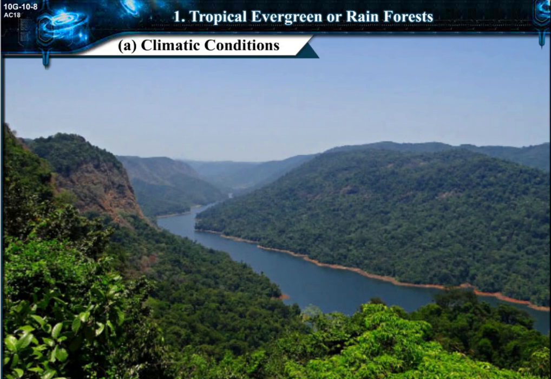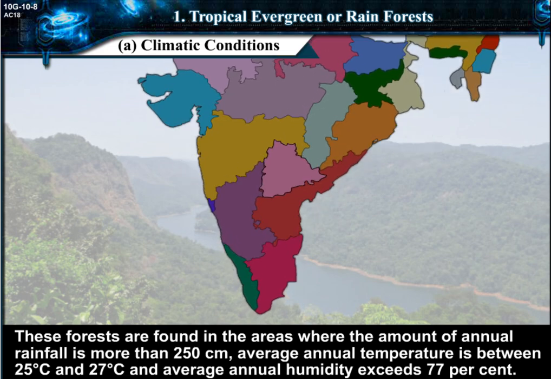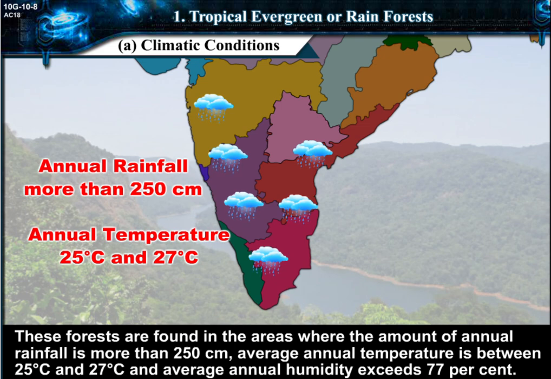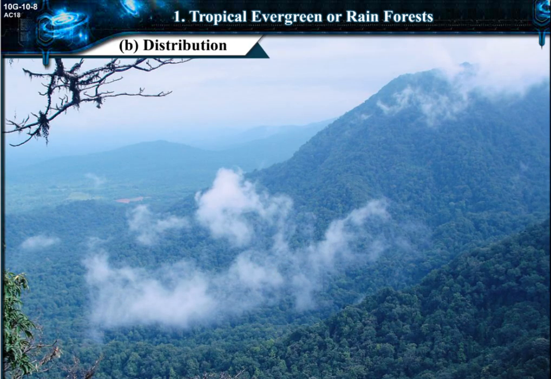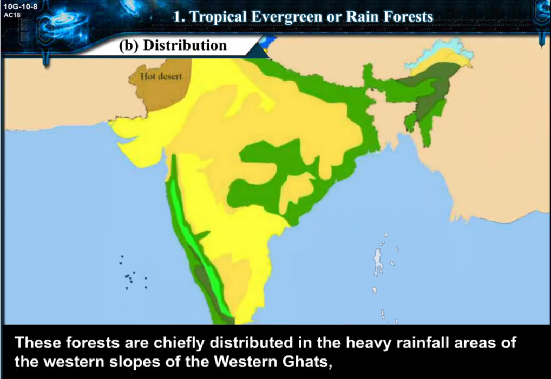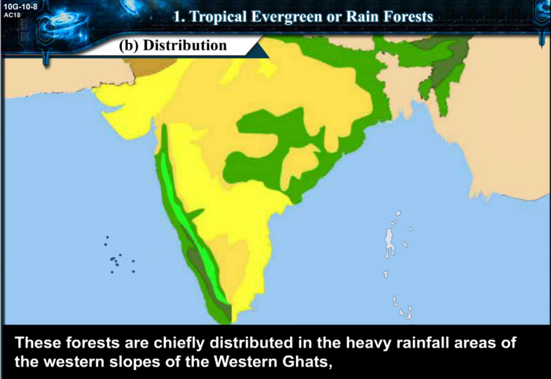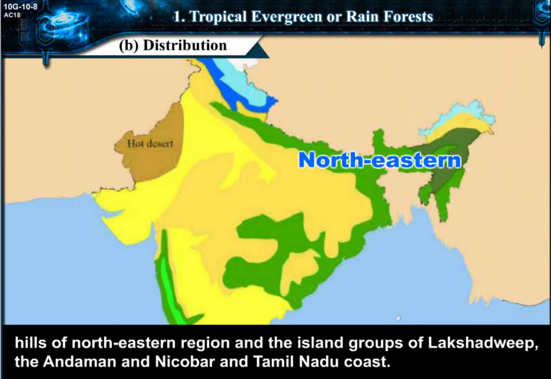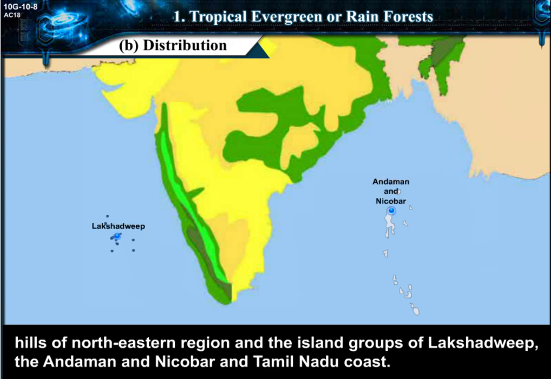A. Climatic conditions. These forests are found in the areas where the amount of annual rainfall is more than 250 centimeters. Average annual temperature is between 25 degrees Celsius and 27 degrees Celsius, and average annual humidity exceeds 77%. B. Distribution. These forests are chiefly distributed in the heavy rainfall areas of the western slopes of the Western Ghats, hills of northeastern region, and the island groups of Lakshadweep, the Andaman and Nicobar, and Tamil Nadu coast.